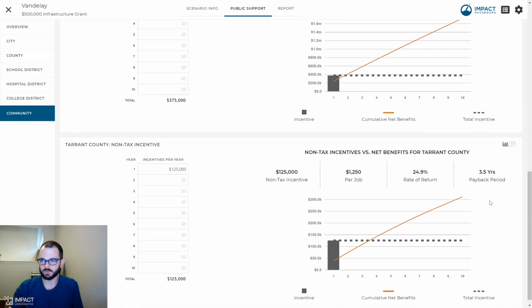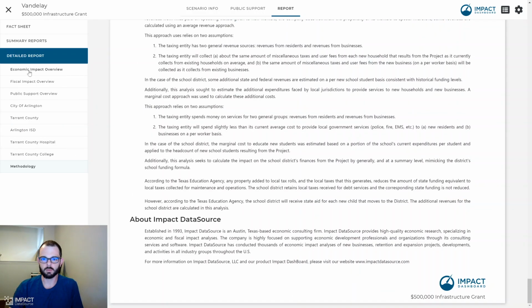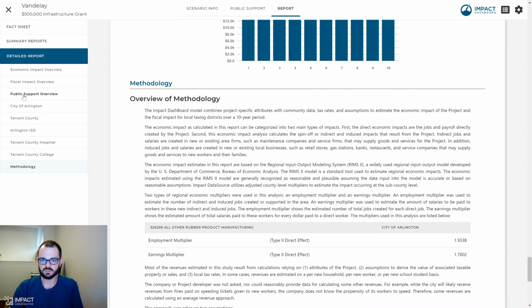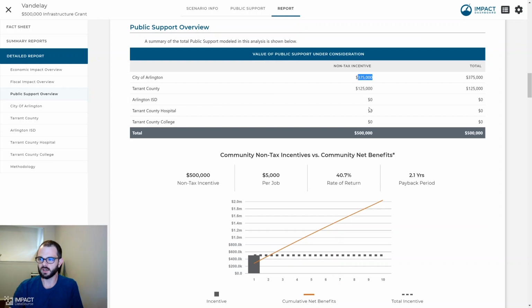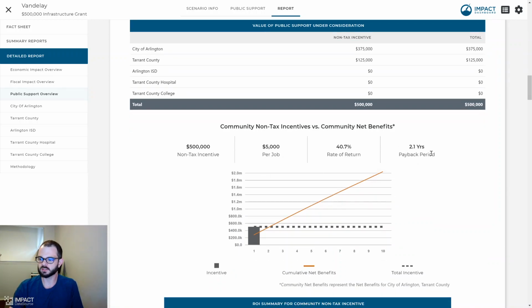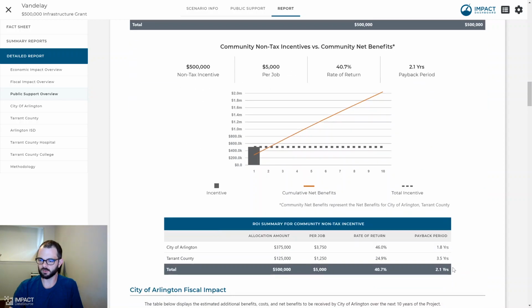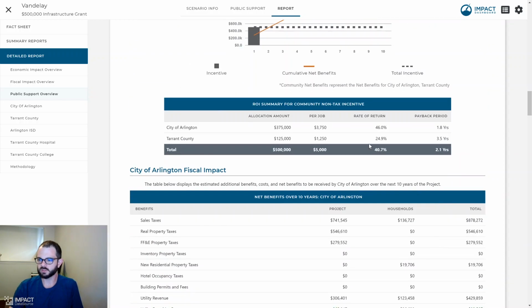If we do it that way, we can go to our report and we'll see that come through. So, for example, on our detailed report, on this public support overview, we're showing that non-tax incentive. We had it split 75-25 of the total $500,000, and this chart is showing us the 2.1 years of the overall, this overall being for the two entities together. Now, as we scroll down, we see that same table where we break out the payback periods for the two entities based on the allocation amount.